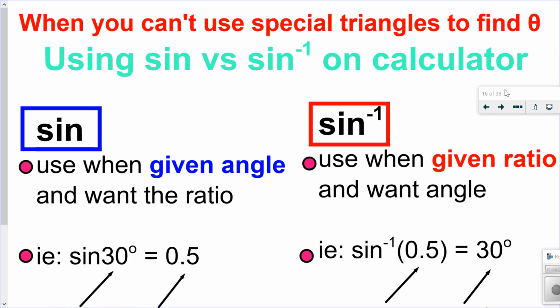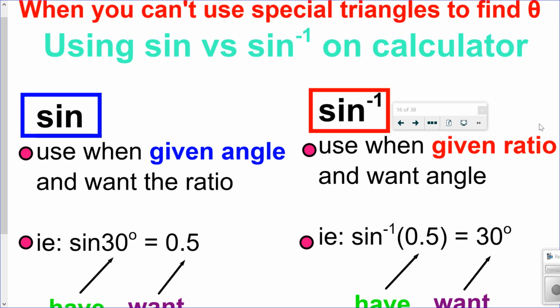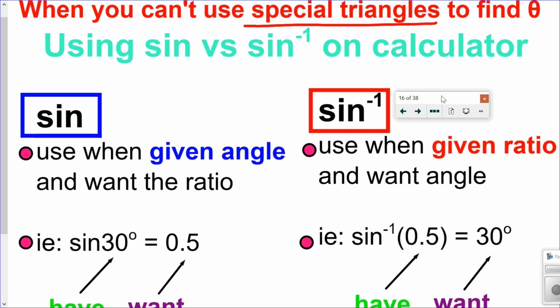So what happens if you can't use special triangles? Because not every ratio is going to be one of those nice ones. So we're going to go to our calculator to do that. Here's a hint. If I ask you to find the angle measure to the nearest tenth, or the sine ratio to the nearest tenth, anytime you're told that you're going to be using decimals, that means it's not an exact value, which means it's not one of my special triangles, but I can still come up with it.